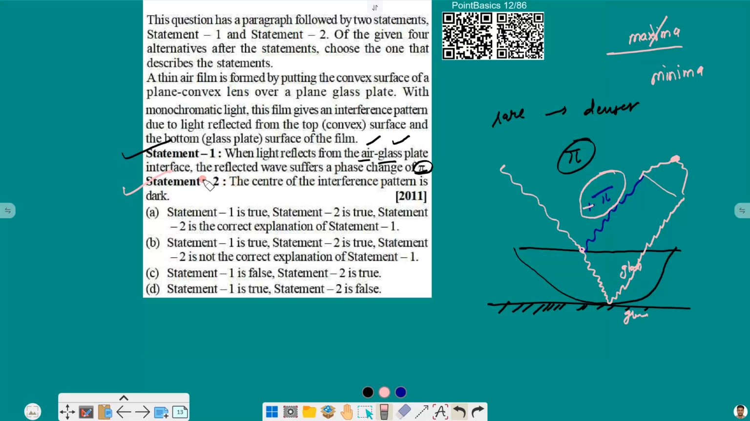Note that statement 2 is not the correct explanation of statement 1. If we see that both statements are true, statement 2 does not explain statement 1, actually statement 1 explains statement 2. So option B will be right here, because 1 explains 2, that is why the central fringe will be darker, because there will be phase change of pi. So 1 is explanation of 2, not the other way around.